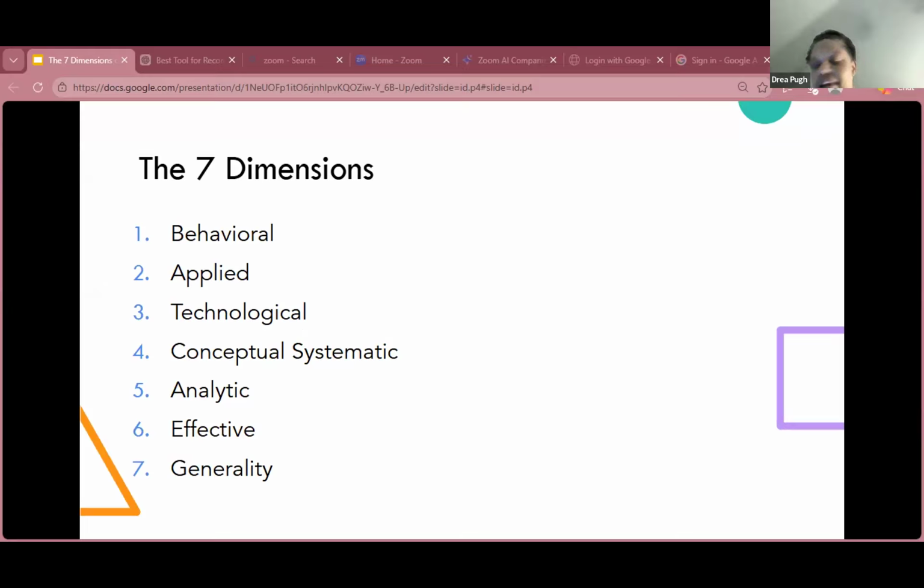The 7 dimensions are behavioral, applied, technical, conceptual, systematic, analytic, effective, and general.